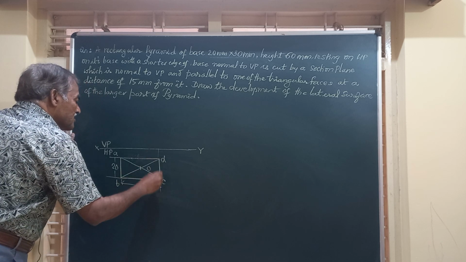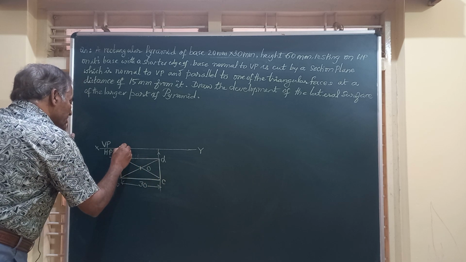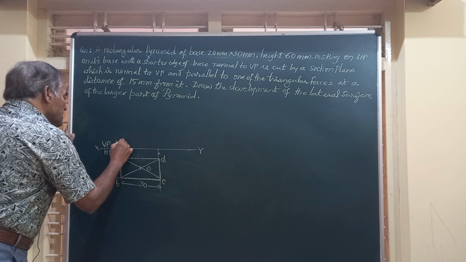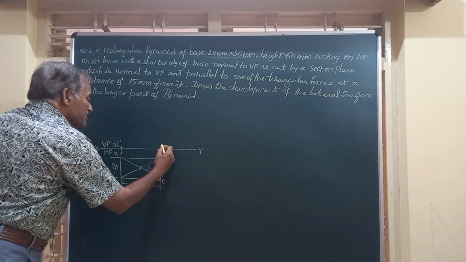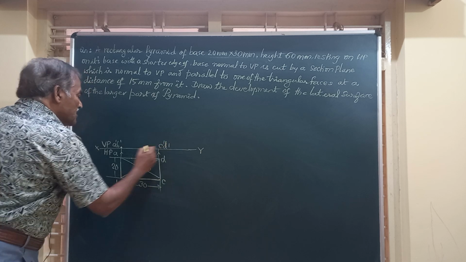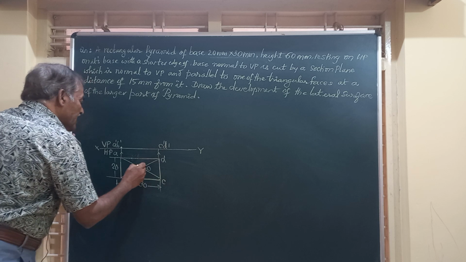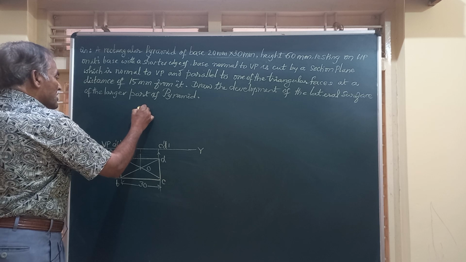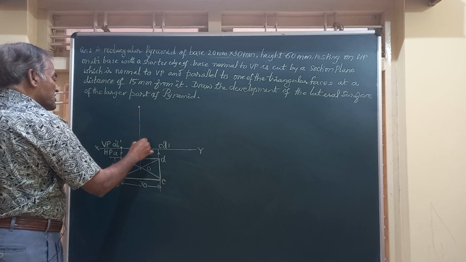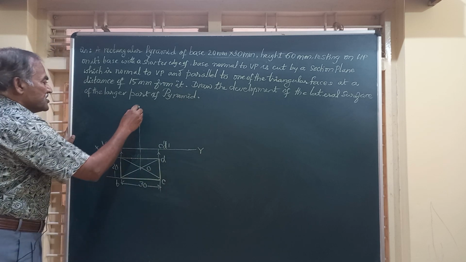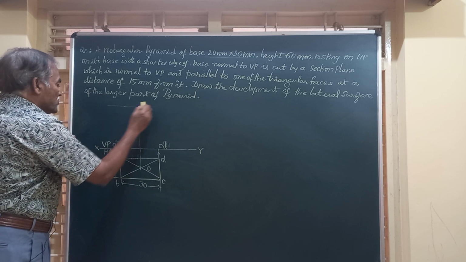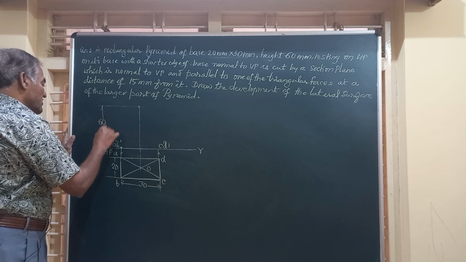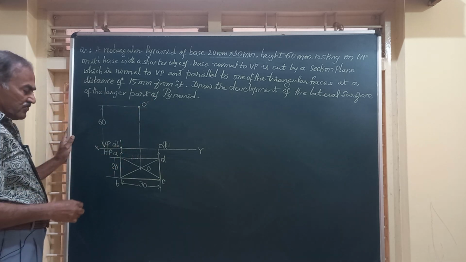Obtain the base in the front view, that is on XY, by projecting lines from here, and we get here A dash and B dash. A dash B dash is the front view of those two corners. This is C dash D dash. This line represents the base, and I produce a line from the center of that rectangle and mark on that vertical line the height of the pyramid, that is 60 mm. So this is 60 mm and this is O dash, the front view of the vertex.